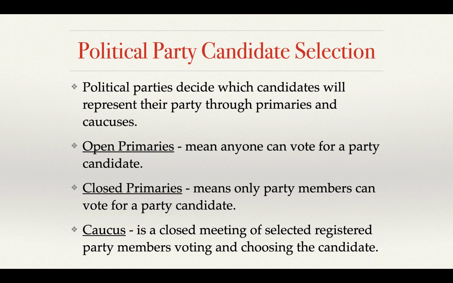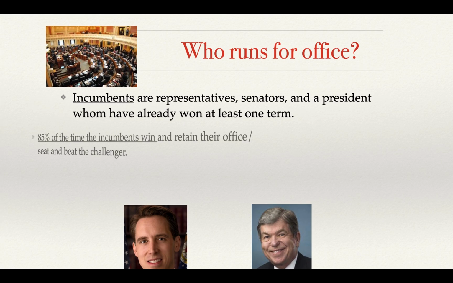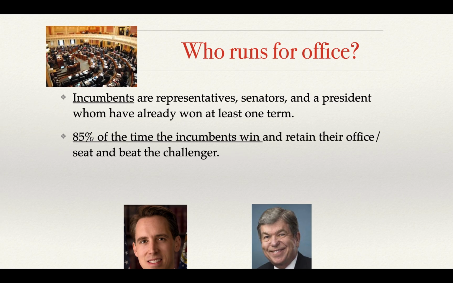Okay, so let's move on to who runs for office. Well, an incumbent is one of the representatives, senators, or the president who have already won. So, for example, in this election, it would be Donald Trump as the incumbent, and then the challenger is Joe Biden. Here's an interesting fact: I want to say about 85% of the time, the incumbent wins and retains their office seat and beats the challengers.